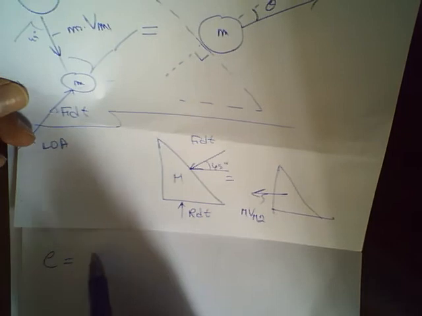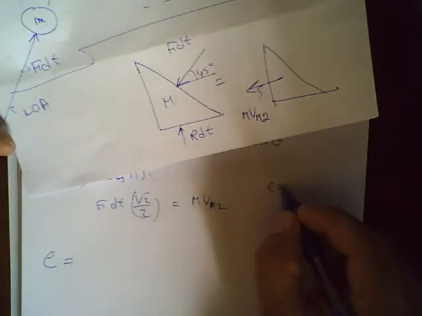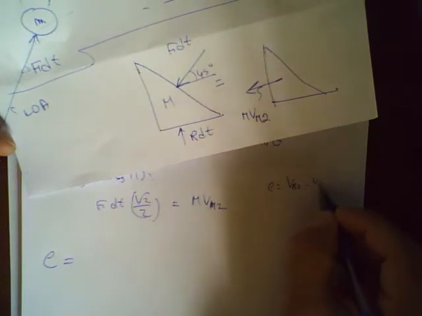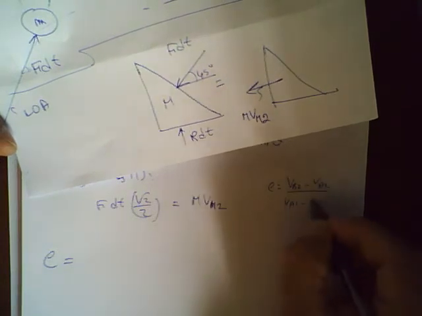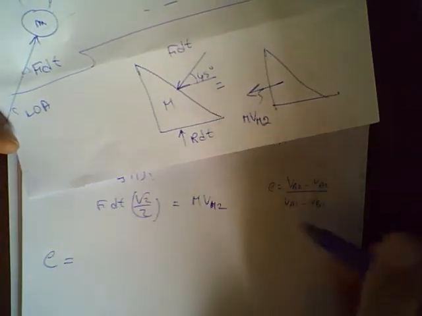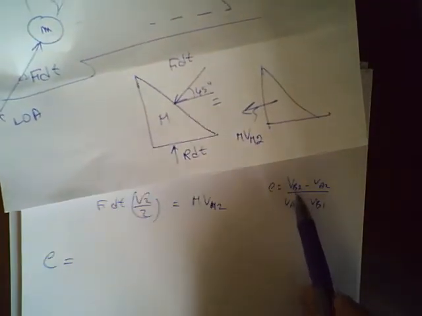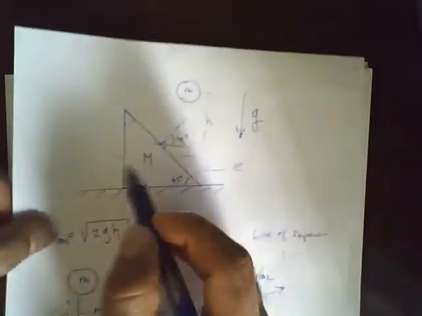So e is going to be equal to how much? Remember, e is equal to VB2 minus VA2 divided by VA1 minus VB1, and this is along the line of impact. So what is the velocity of the thing that is being hit after the impact? So the velocity of this guy, right?